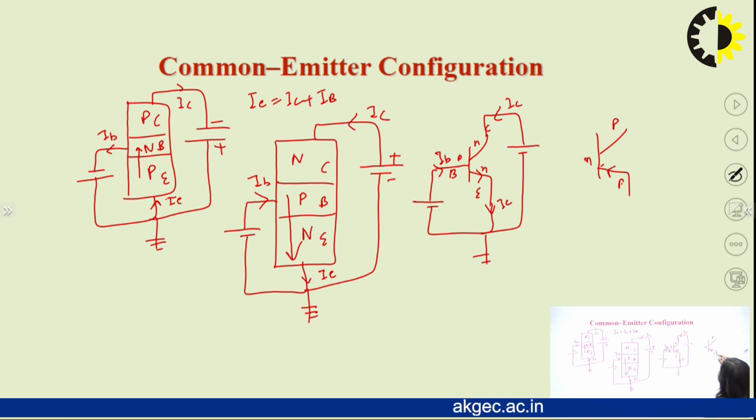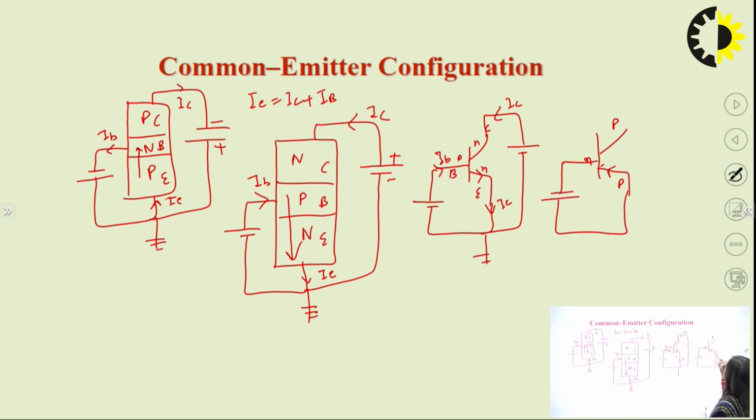And for the PNP transistor, this is the PNP transistor. The arrow is always kept on the emitter side, not on the collector side. So the base-emitter junction would be in forward bias. So this is forward bias and this will be reverse bias.